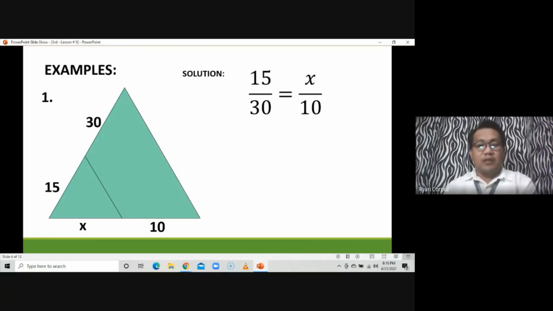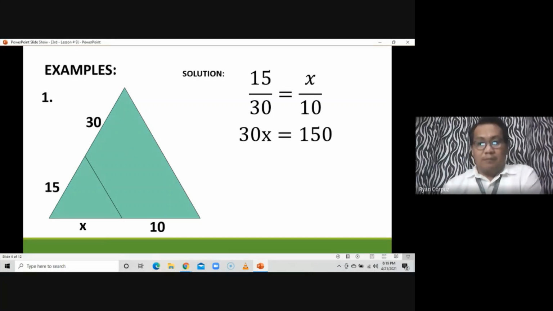So as you can see in the given proportion, we do have 15 over 30 is equal to x over 10. So what we are going to do is to apply cross multiplication. That's a property on proportion. Pag in-apply natin cross multiplication, siyempre unahin natin yung may variable involved. That would be 30 times x, that would be 30x is equal to 15 times 10, which is equal to 150. So applying cross multiplication is just like we are applying fundamental law of proportion.